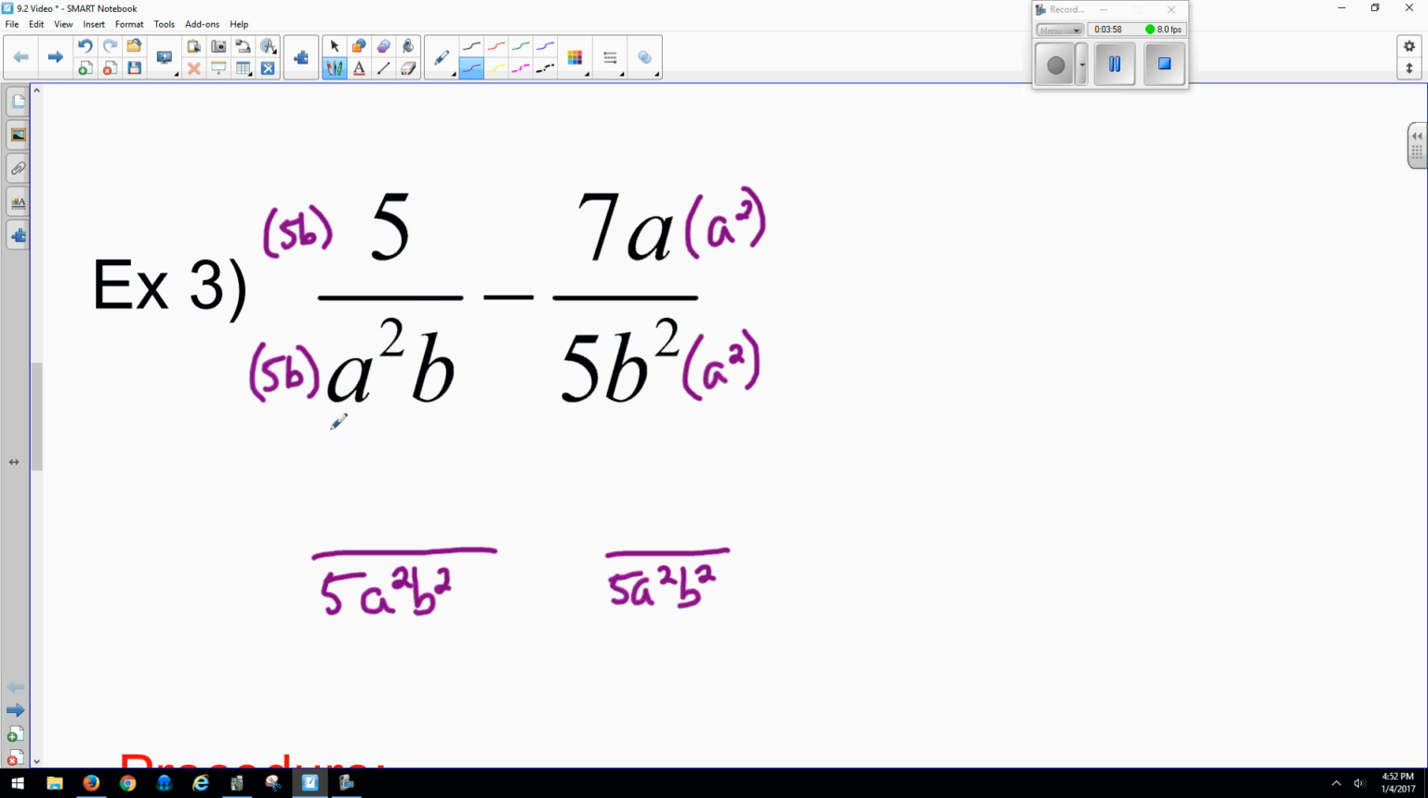And so what I get in the numerator here is 25b. And I'm going to bring the subtraction symbol down. And over here, I'm going to get 7a to the third power. And now we can go ahead and combine those by just combining the numerators. And there's really nothing that I can combine there because they're not like terms. So I'm just going to have 25b minus 7a to the third power, all over 5a squared times b squared.